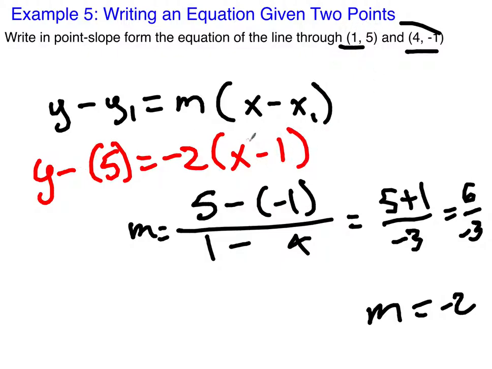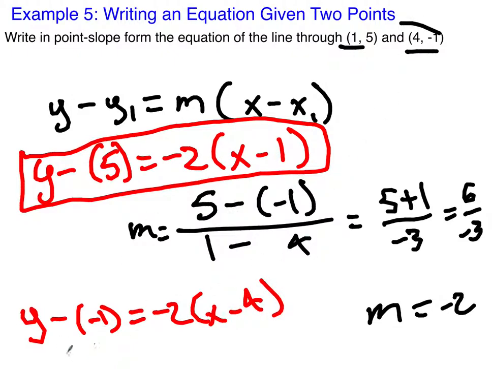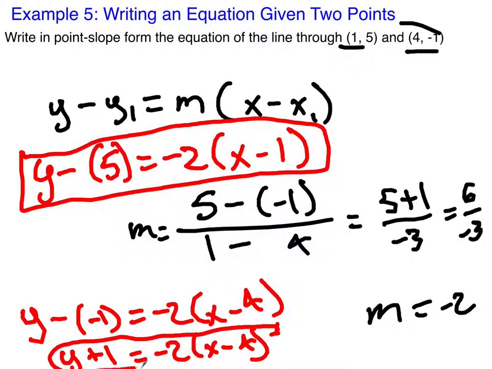Again, really important that I use the same ordered pair here. Here's one of the solutions. Here's another solution. Y minus, I could have used this y value. Negative 1 is equal to negative 2 times x minus 4. These are actually the same equation. It doesn't look like it, but if I was to write this out in standard form, I would have the exact same equation. So both of these are correct answers, but it's just really important that you use 1 and 5 or 4 and negative 1.